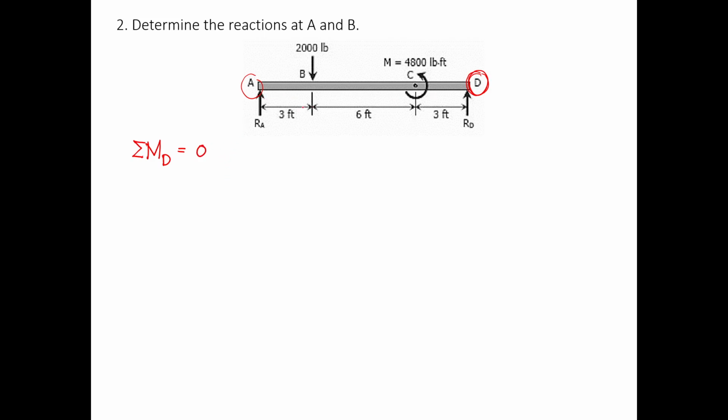So starting from A, so reaction at A, the distance going to reaction A from point D is 12 feet, diba? And the moment it creates is clockwise. So meaning that's negative. So negative reaction A times 12 feet.